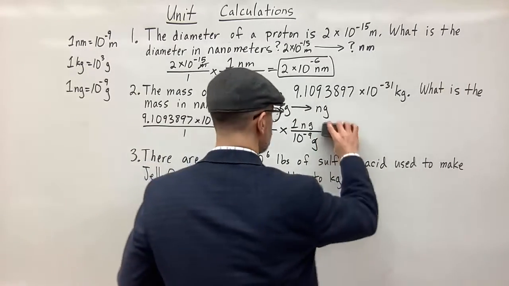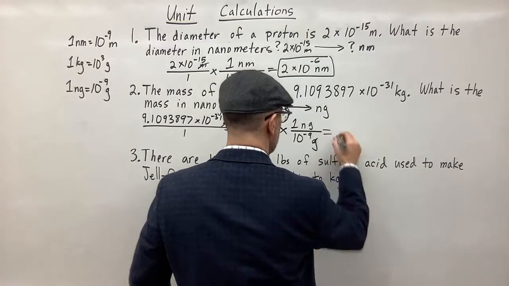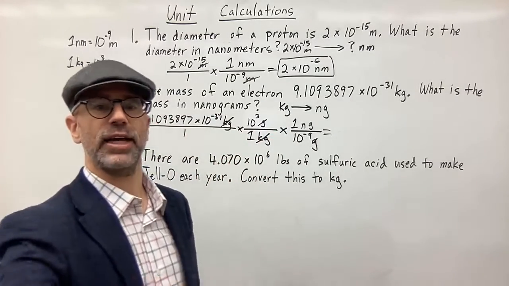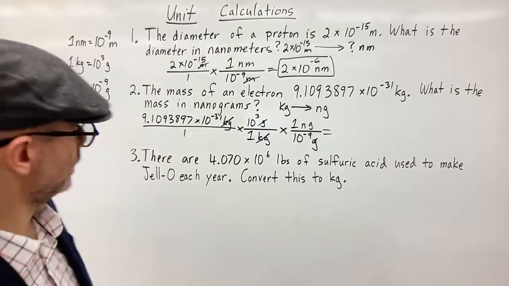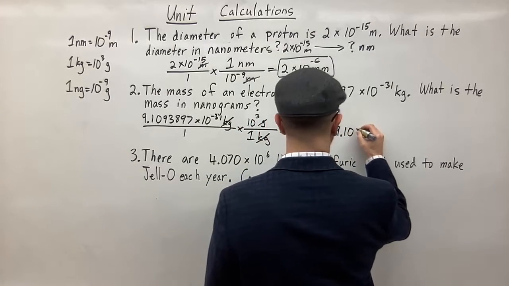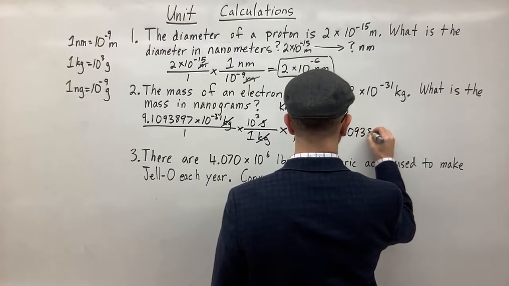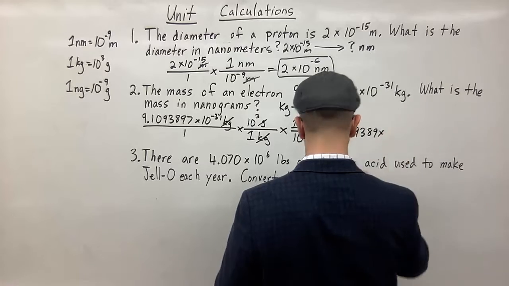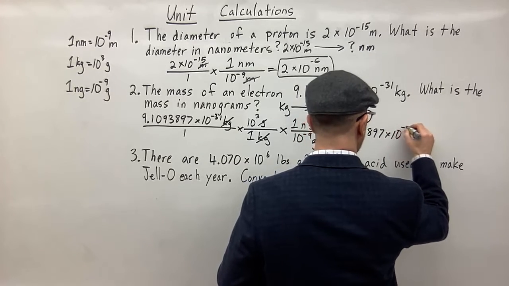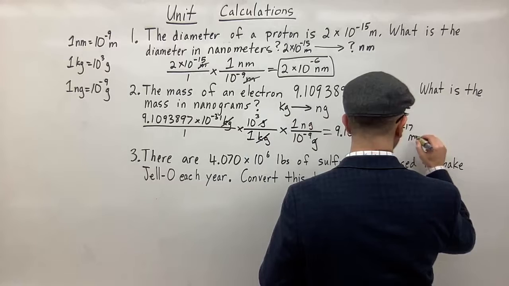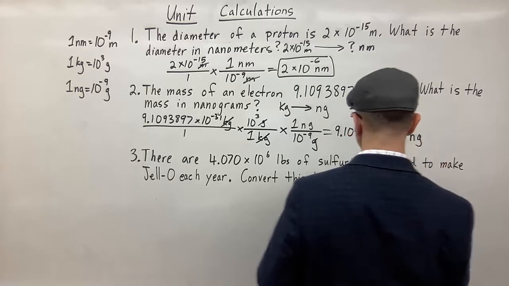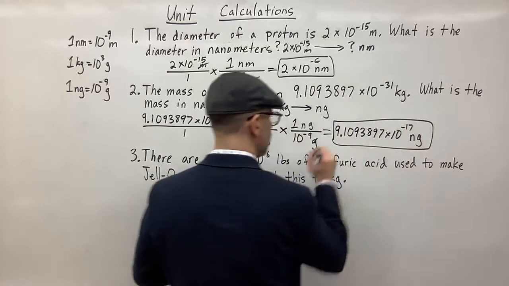And that should be an equal sign. Now all I need to do is multiply by the top and bottom, get my answer, and when I do that, I get 9.1093897 times 10 to the negative 17 nanograms. And so that is our answer.